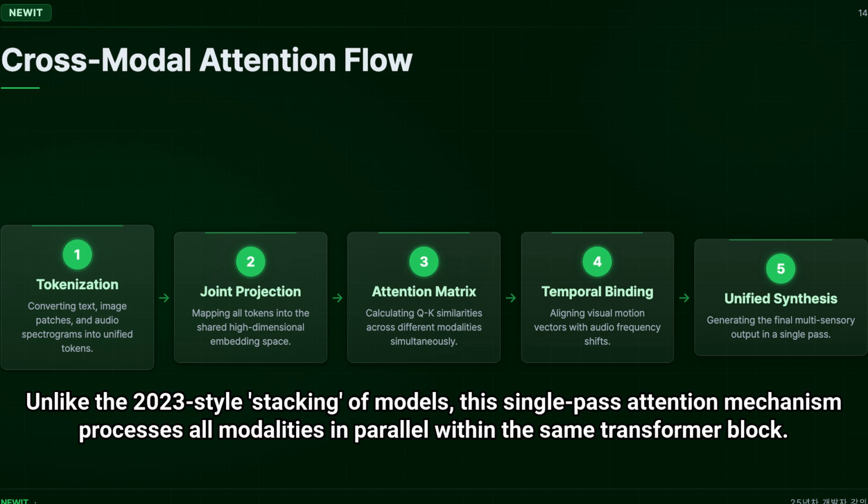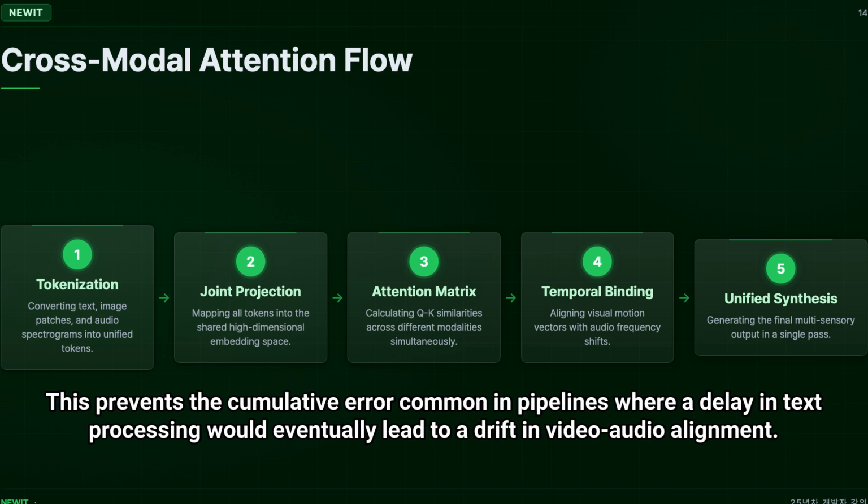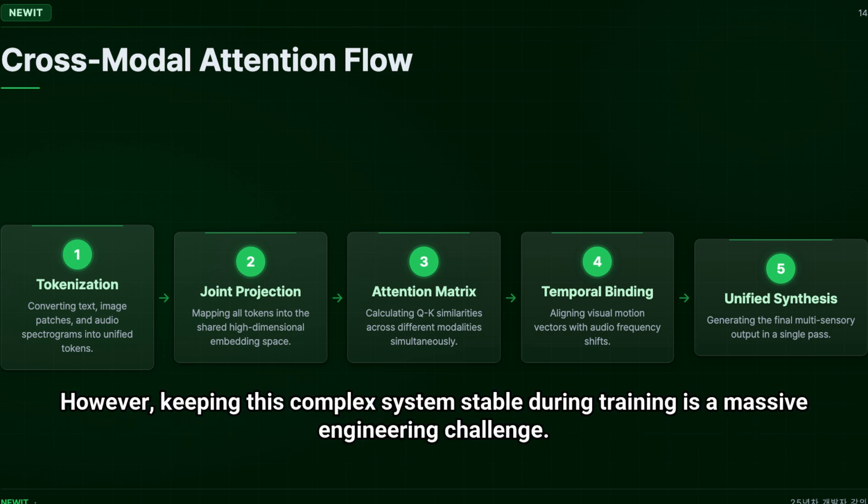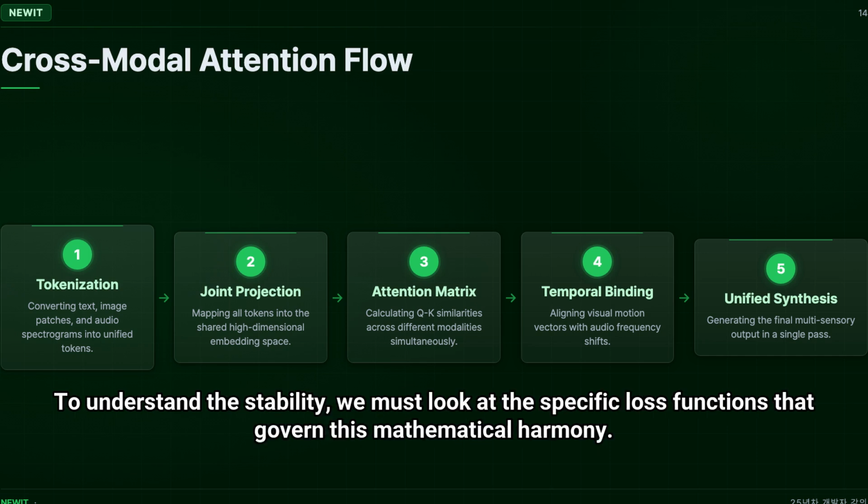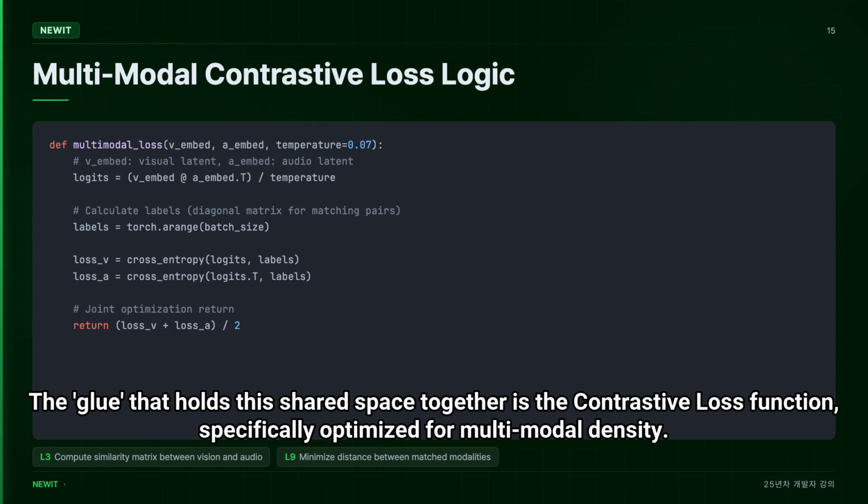Unlike the 2023-style stacking of models, this single-pass attention mechanism processes all modalities in parallel within the same transformer block. This prevents the cumulative error common in pipelines where a delay in text processing would eventually lead to a drift in video-audio alignment. However, keeping this complex system stable during training is a massive engineering challenge. To understand the stability, we must look at the specific loss functions that govern this mathematical harmony. The glue that holds this shared space together is the contrastive loss function, specifically optimized for multimodal density.